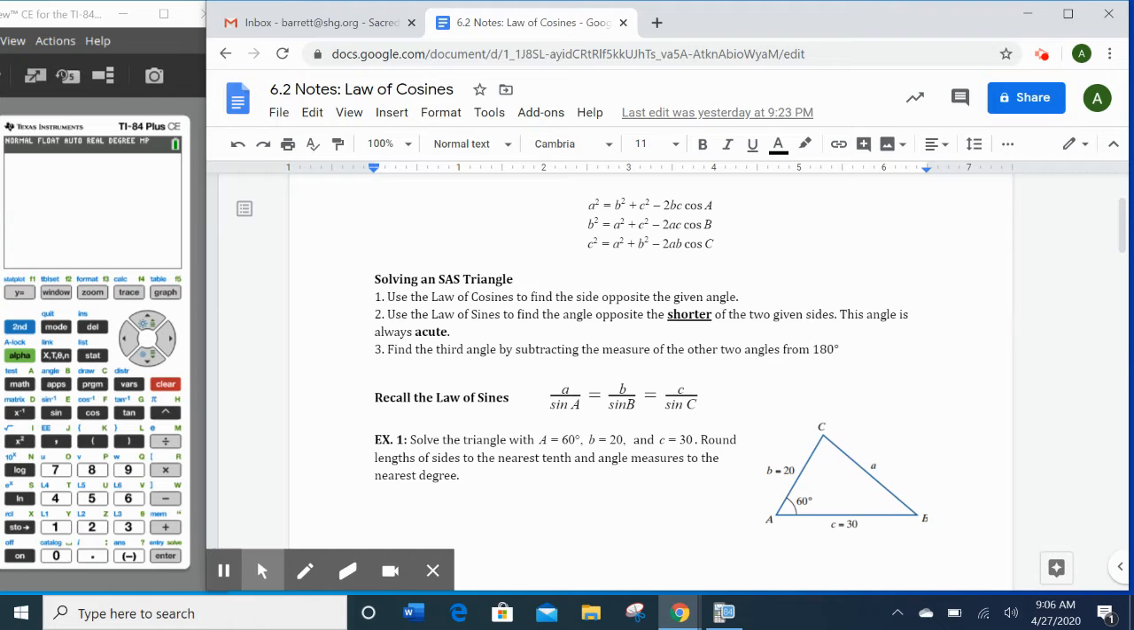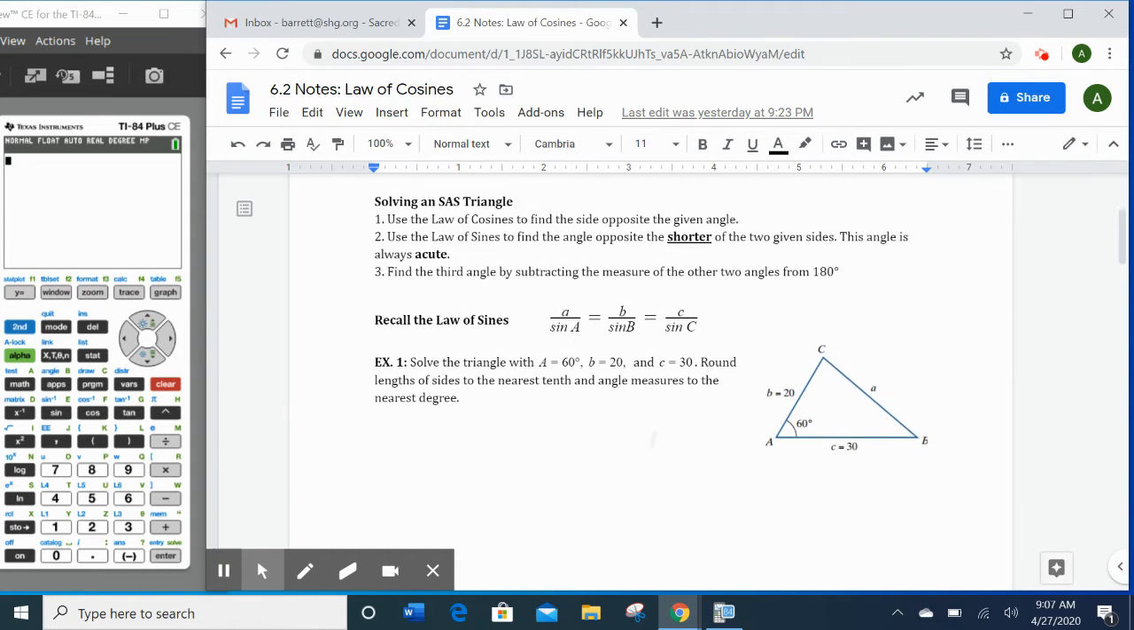So the reason why they have you find the shorter side first is just for consistency, but also if I can use the law of sines, I want to. You're entitled to your opinion, but most of the time, the law of sines is a little bit of a simpler process. So if you can use the law of sines, please do. And then last but not least, you find the third angle. Once you know two angles, you know the third one, you subtract from 180 to find the third angle.